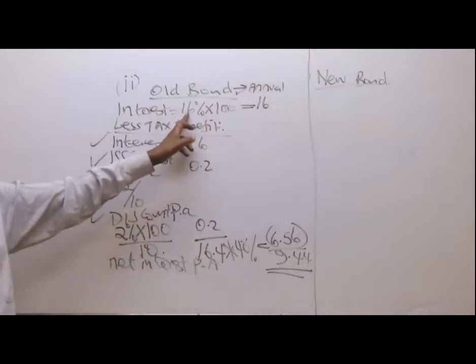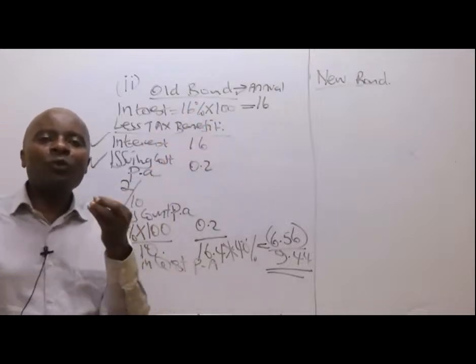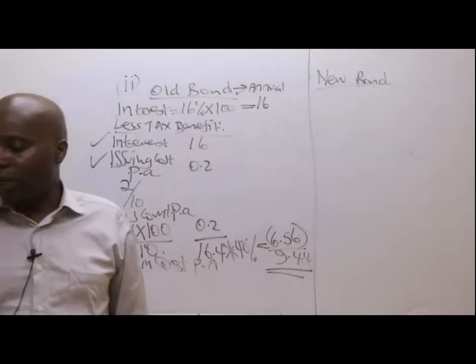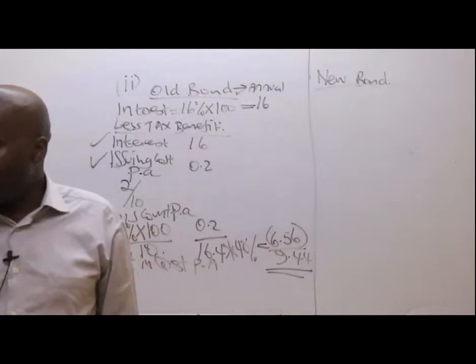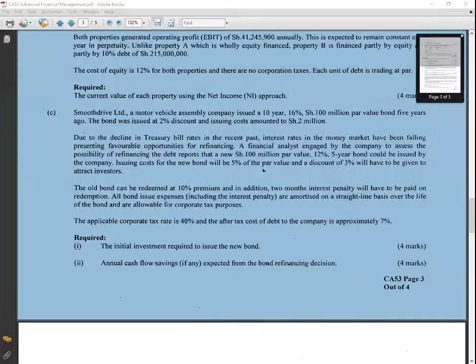How about this interest? How come we never divided this by 10? It's because the rate of interest is on a per annum basis, ladies and gentlemen, not unless you're told otherwise. This 16%, the figure given here, the coupon rate, is normally an annual percentage interest rate. Let's go slowly and see what they are saying.